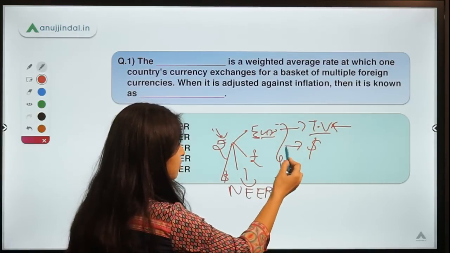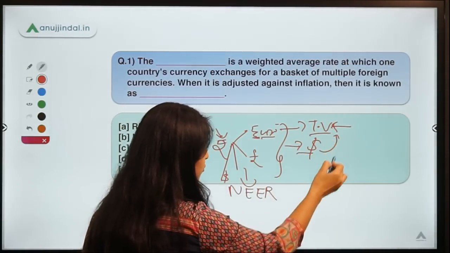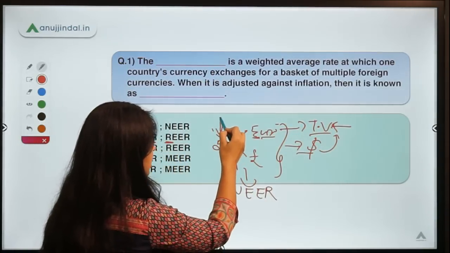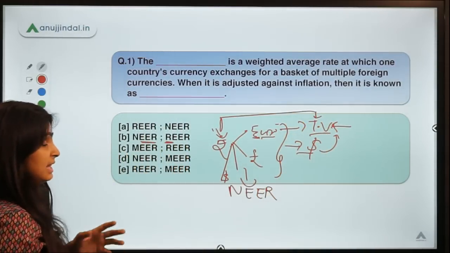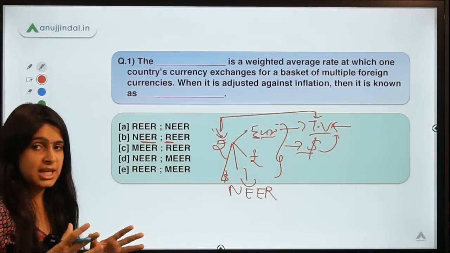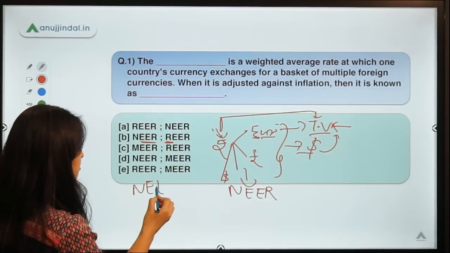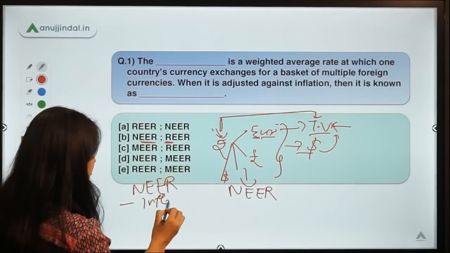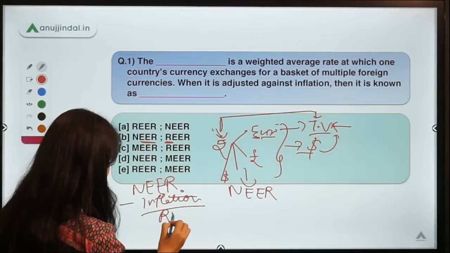So you convert all the currencies into one currency and multiply them with their weights, and after that you find out an exchange rate of the Indian rupee with that common currency, which in our example is the dollar. That resulting exchange rate is NEER. And after that, if you remove the inflation component from it, you reach REER, right?